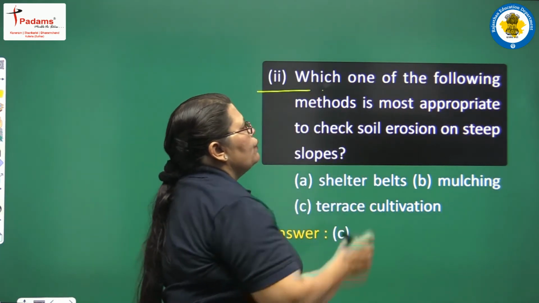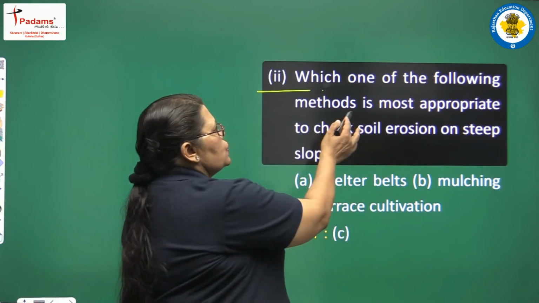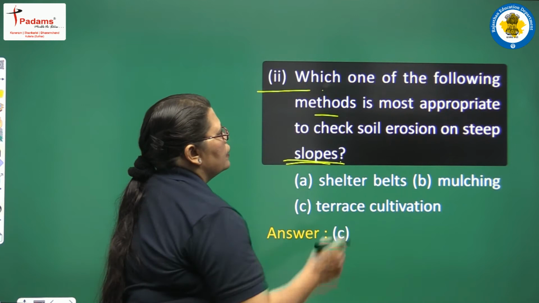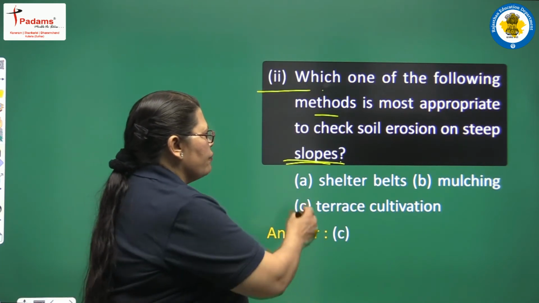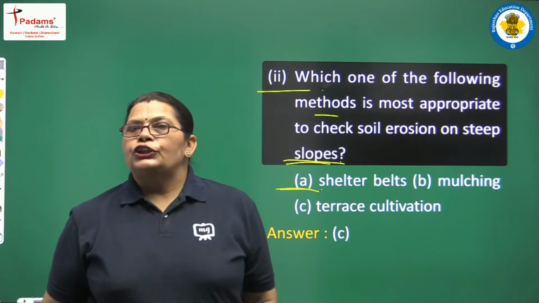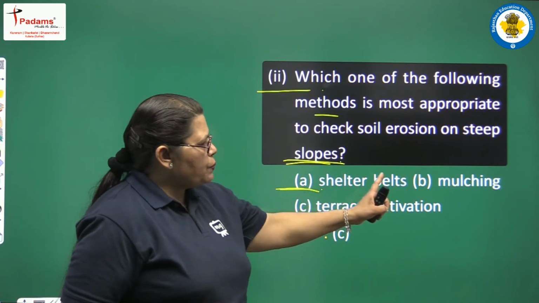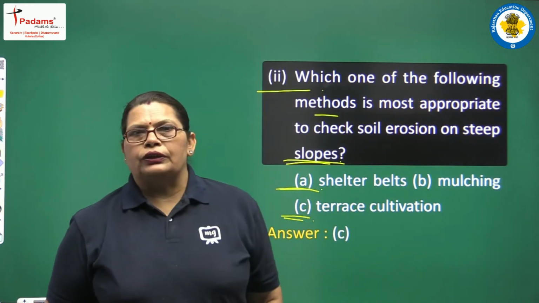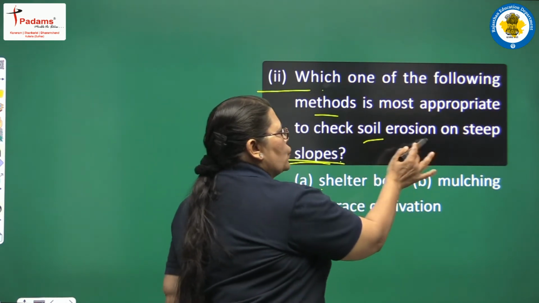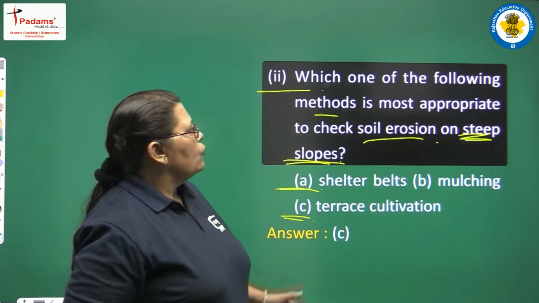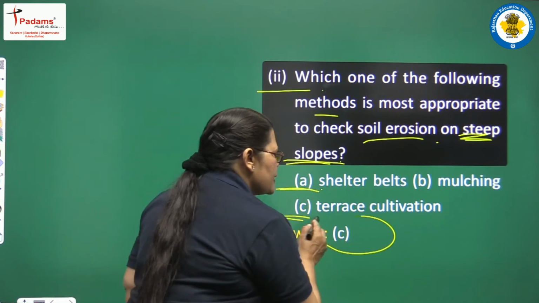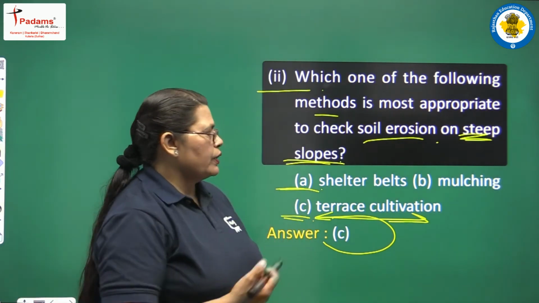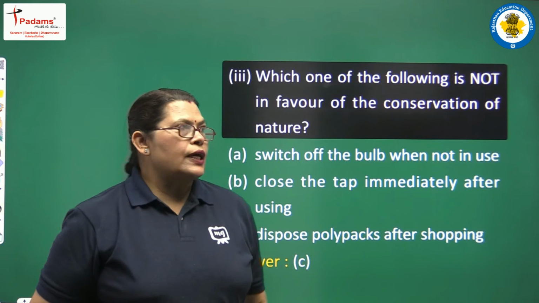Next one is, which one of the following methods is most appropriate to check soil erosion on steep slopes? Yes, which method is important? See, the first option includes shelter belts. The next option includes mulching, and the third option includes terrace cultivation. So, for checking soil erosion on steep slopes, what is this one? Terrace cultivation. So, the third one, terrace cultivation, is the correct answer here.